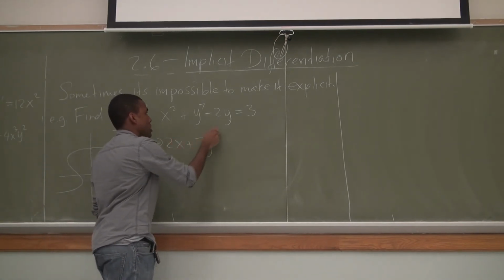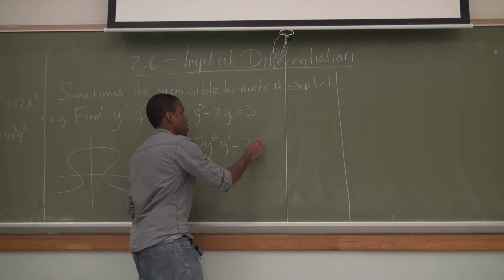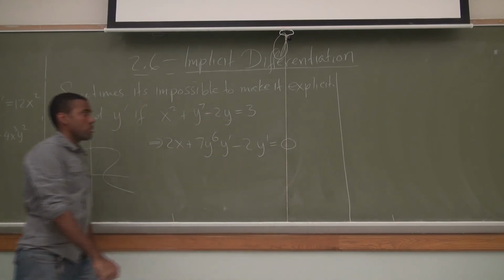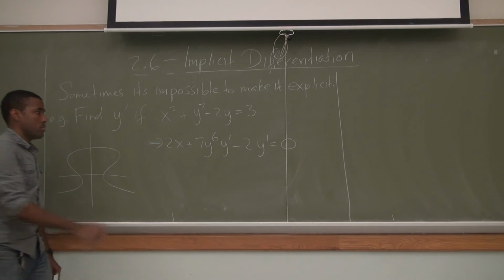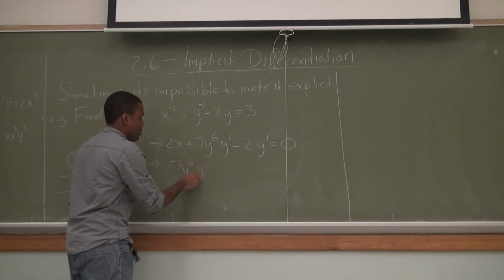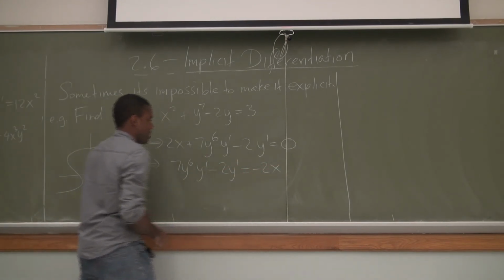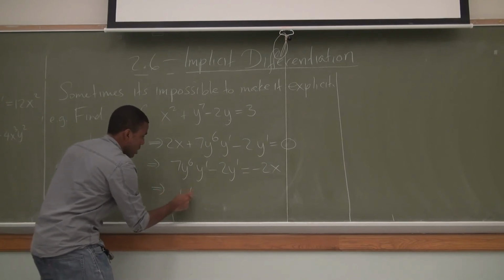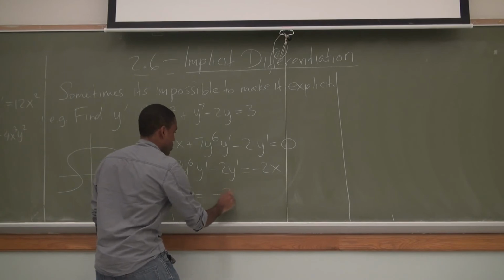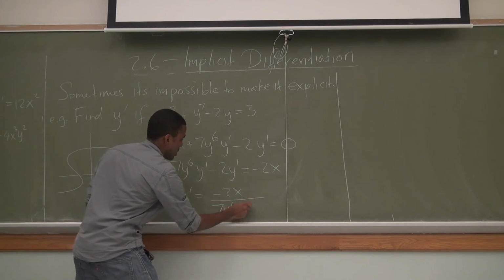2x plus 7y to the 6 times y prime minus 2y prime equals 0. There, you have two y prime terms. So this is 7y to the 6 y prime minus 2y prime equals minus 2x, which means your y prime is equal to minus 2x divided by 7y to the 6 minus 2.